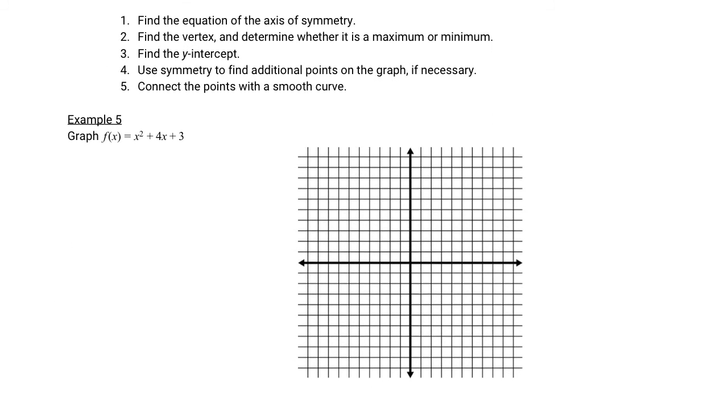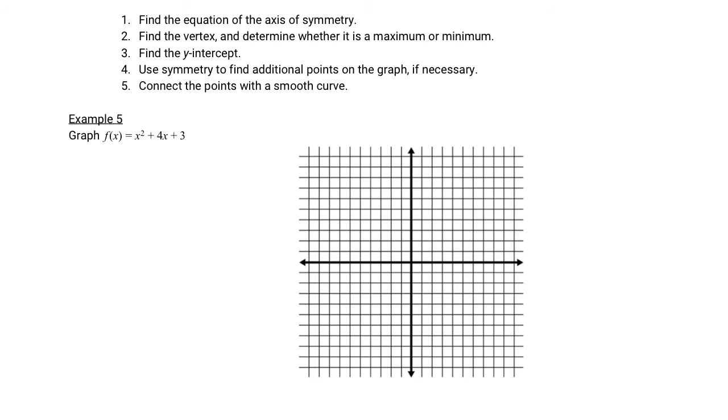Last but not least here, I've given you a step-by-step approach to how to graph the full parabola. And we're going to do it together. Step 1, find the equation for the axis of symmetry. That's the AOS. X equals negative B over 2A. Well, let's list our A, B, and C first. A is 1. B is 4.